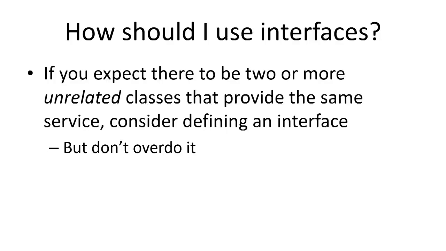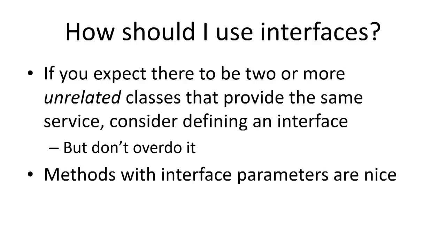So how should you use interfaces? It's very similar to my thoughts on other kinds of inheritance. If you expect there to be two or more implementations of an interface that are unrelated classes, then consider defining an interface for it. But don't overdo it. I have seen code bases in which there are hundreds and hundreds of interfaces that are all super small and that only have one implementation each, right? And you have to wonder, well, why did you go to all the trouble of defining an interface if you were only going to write one class that implements that interface?